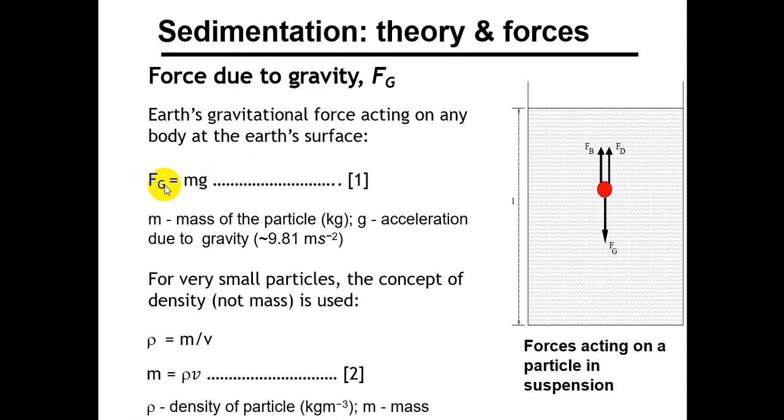Force due to gravity is equal to mass times acceleration due to gravity. You know the formula for force is mass times acceleration, but when it comes to gravity, we use g instead of a. M stands for the mass of the particle in kilograms. g is acceleration due to gravity, which is a constant, 9.81 meters per second squared.